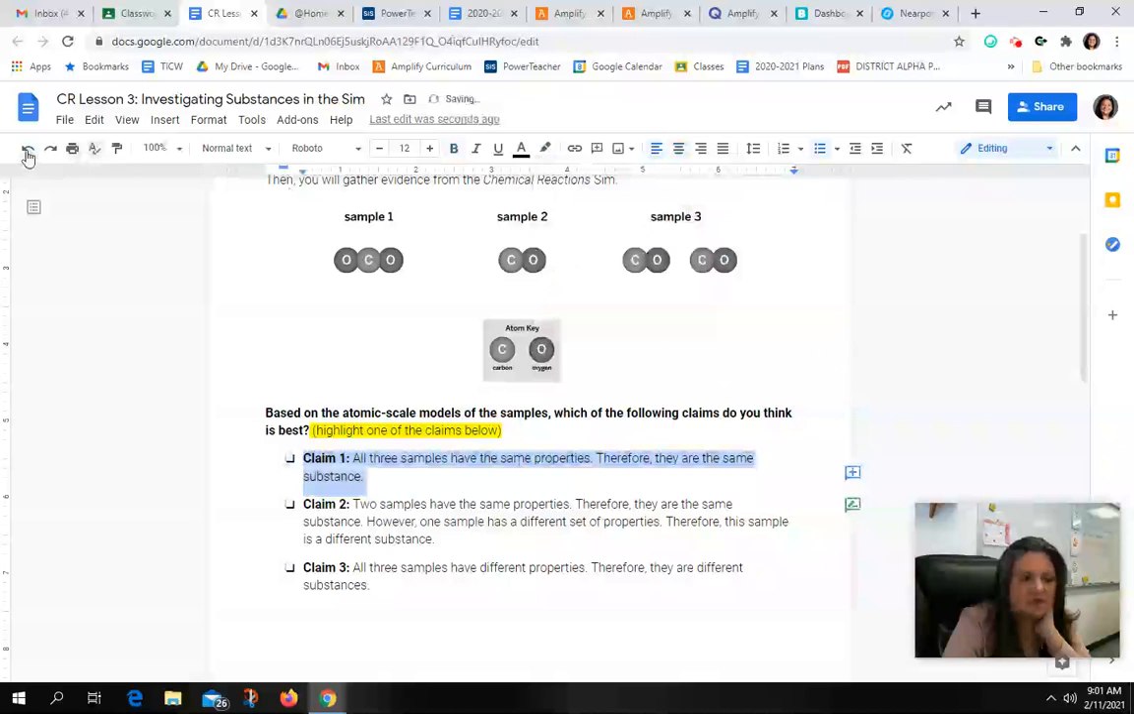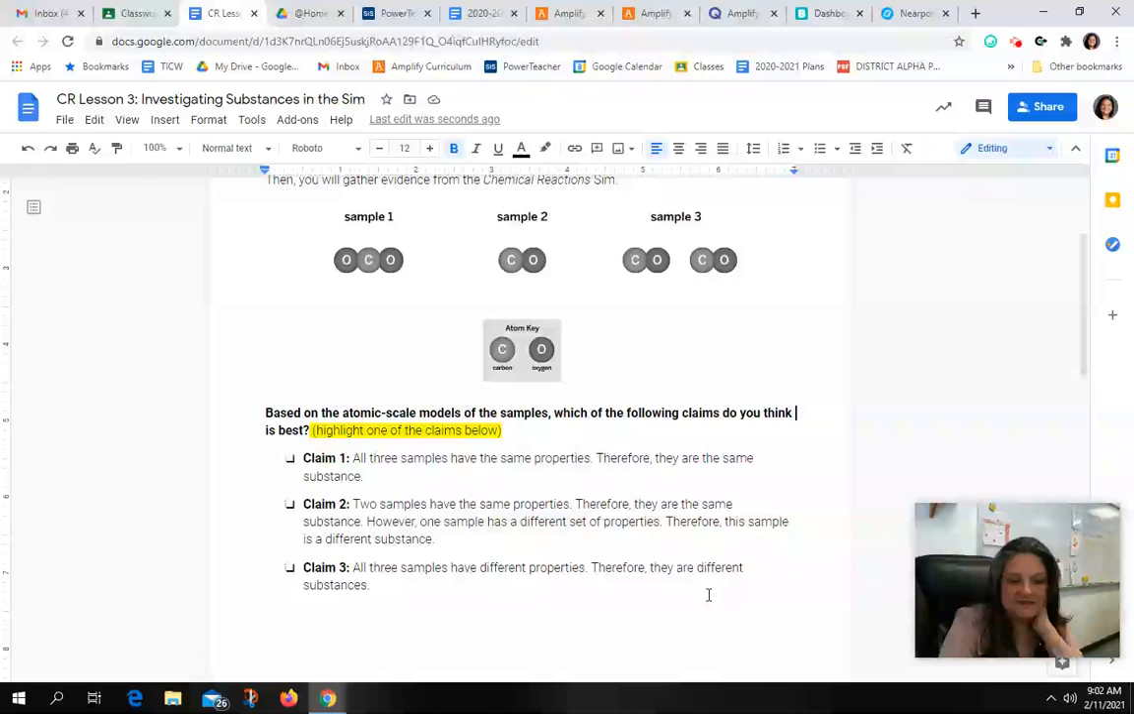Okay? So claim 1 says that all 3 samples have the same properties. So by looking at the atomic models here, would you think that all 3 would have the same properties? Therefore, they are the same substance. Claim 2, 2 of the samples have the same properties. Therefore, they are the same substance. However, one sample has a different set of properties. Therefore, this sample is a different substance. So claim 2 is saying that 2 of these samples are the same, 1 is different. Claim 3, all 3 samples have different properties. Therefore, they are different substances.